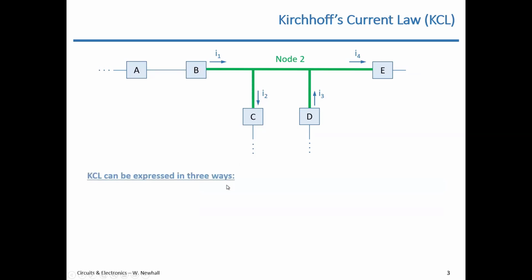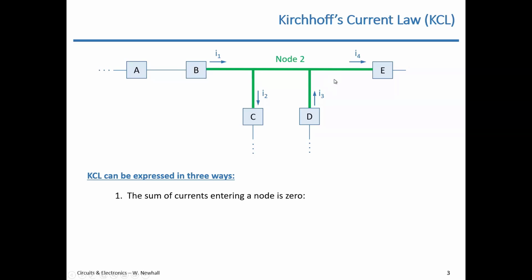So Kirchhoff's current law can be expressed in three ways. And here's the first of the three. The sum of currents entering a node is 0. Okay, so if I add all the currents up, entering a node, this node 2, the sum should be 0. So here I have I1 entering. I'm going to add that into my sum. I have I2 leaving, so I got to do something about that. I have I3 entering and I have I4 leaving.